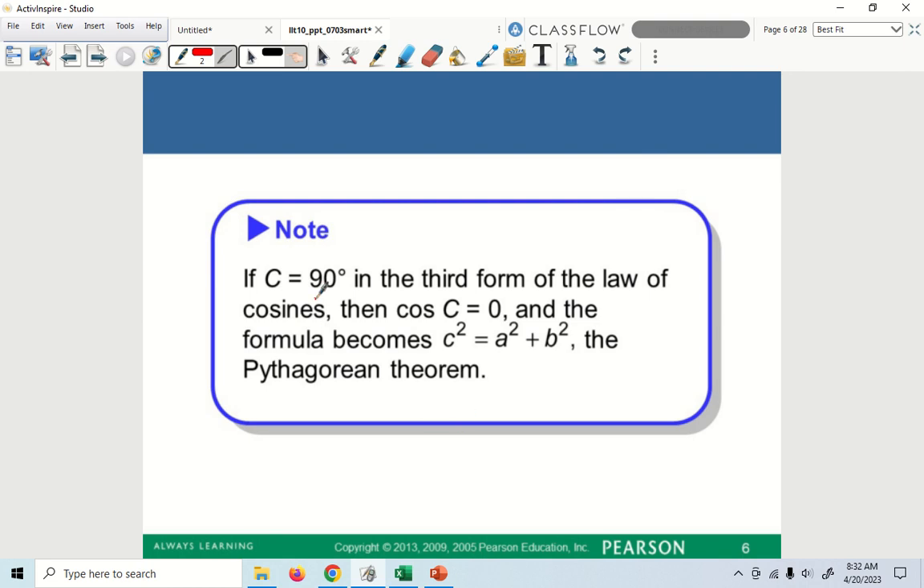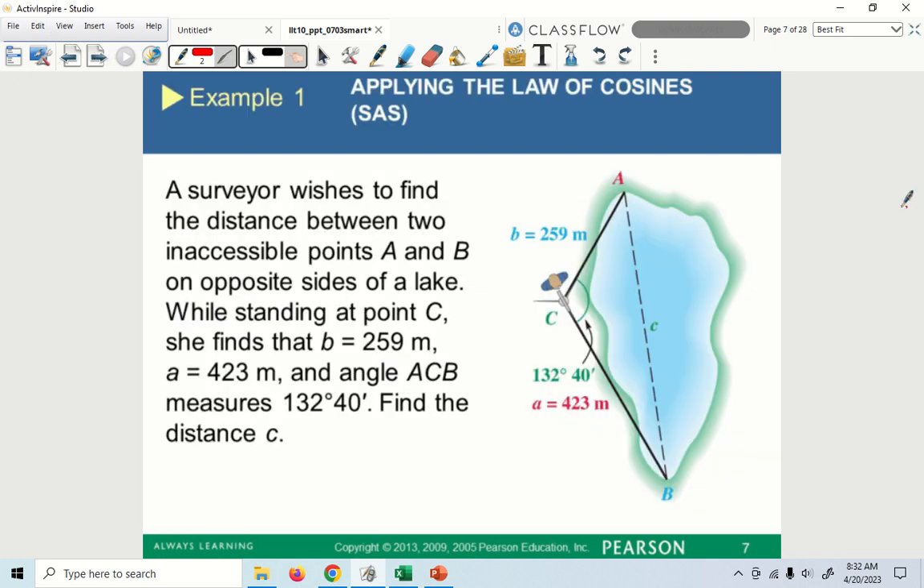So, note, if C is 90 degrees from the third of the law of cosine, it's actually just the Pythagorean theorem by itself. Now, let's take a look. Do we have SAS? Yes, we do. This little b is a side, right? The C in between the two is an angle. This over here is also a side. So it is side, angle, side. It is included. So which one am I solving for? This is important. So whenever you have this, you have to identify which one you're solving for.